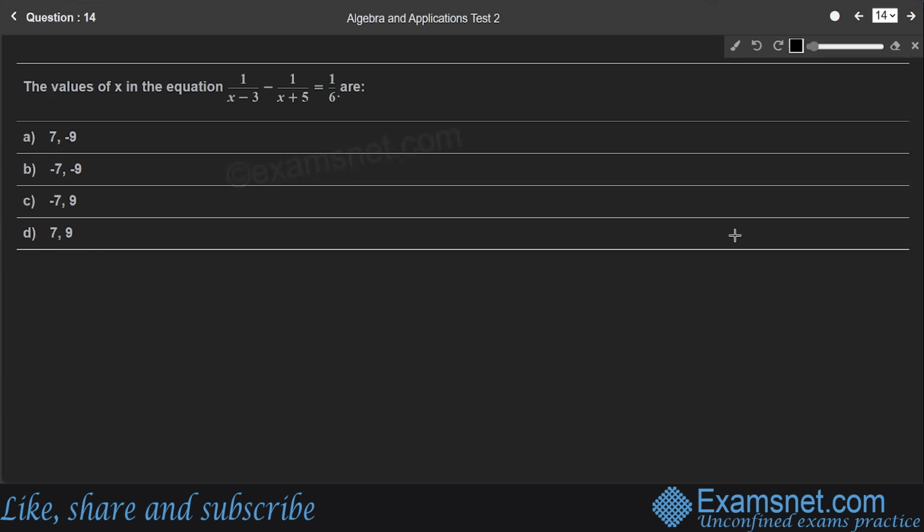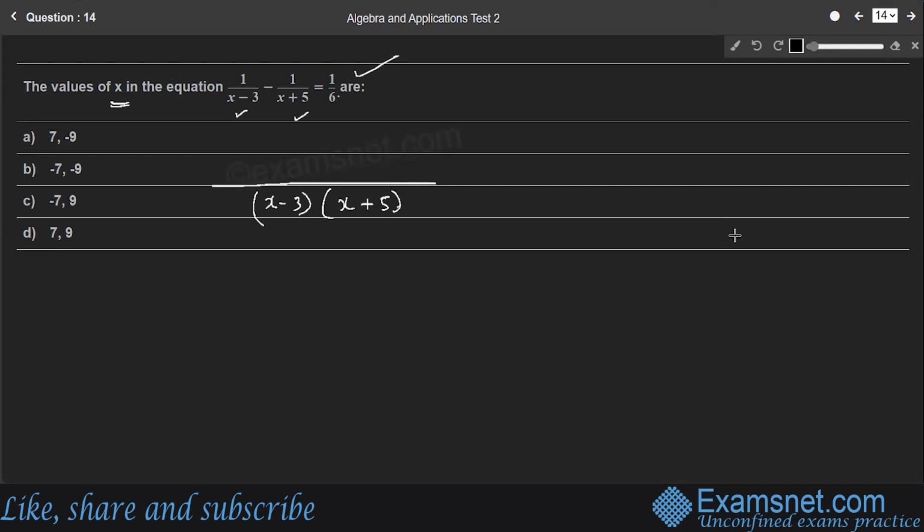Question 14. The value of x in the equation 1 by (x minus 3) minus 1 by (x plus 5) is equal to 1 by 6. Here, students, we are just simplifying the given equation first. In the denominators, we have x minus 3 and x plus 5, so let us take the LCM of these two denominators.